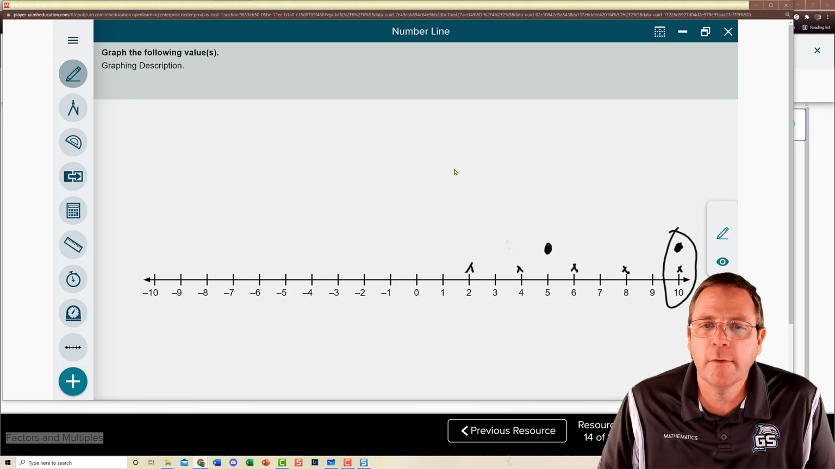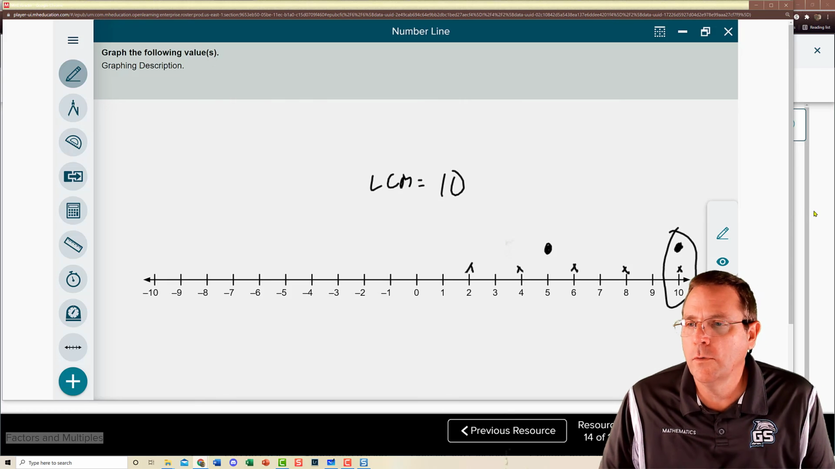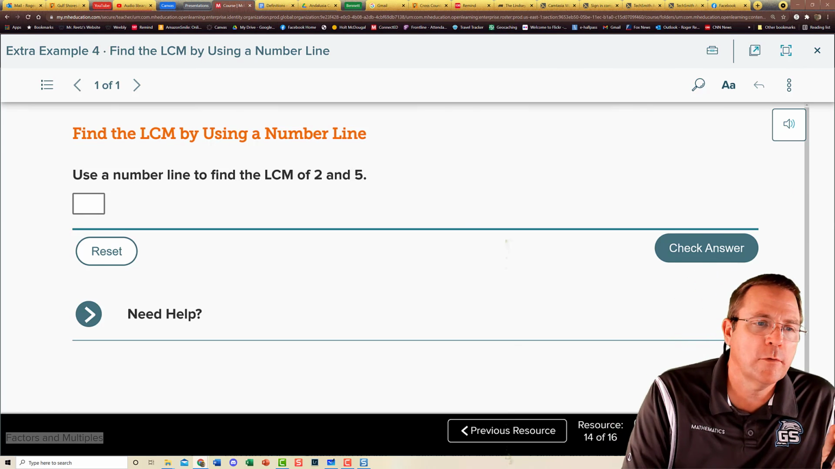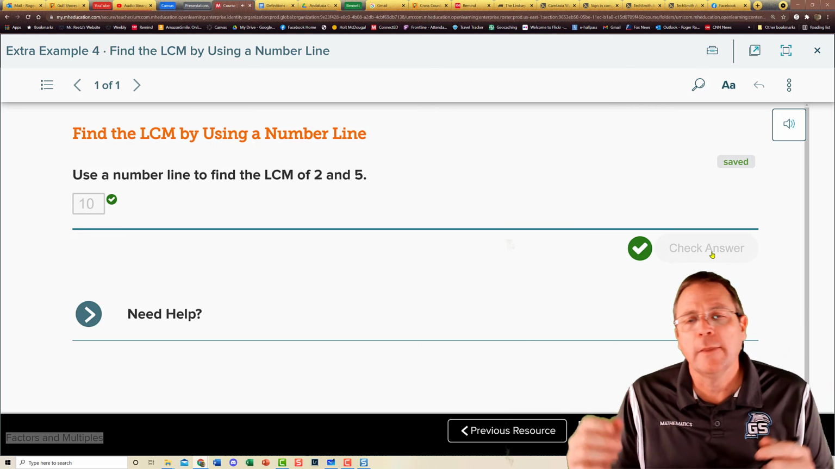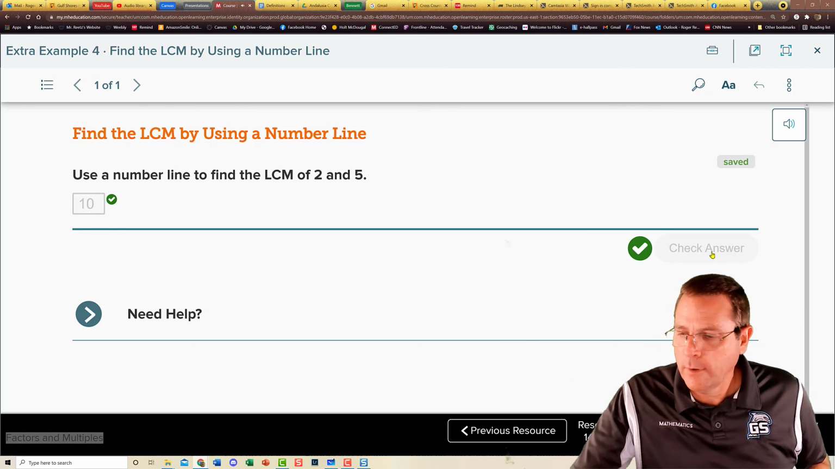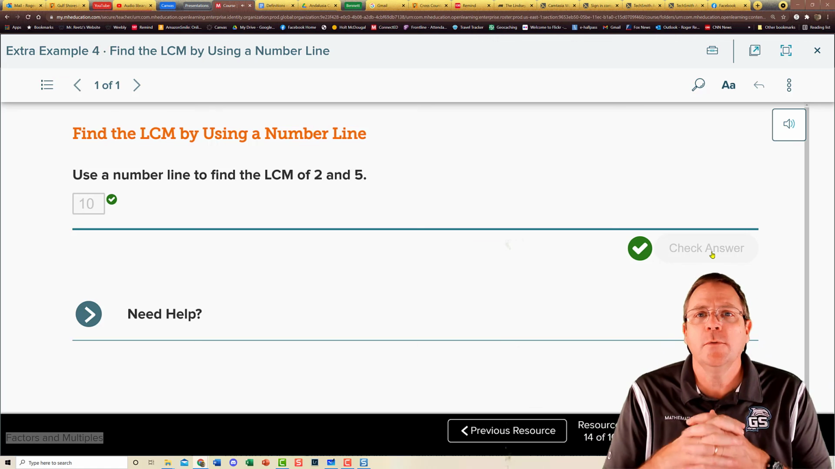So what do they have in common? The least common multiple is going to equal 10. So we'll jump back over here. We'll put in our 10, check our answer. The answer checks.